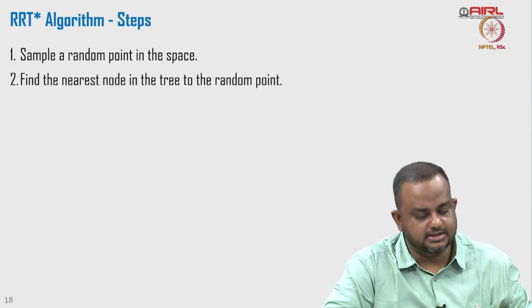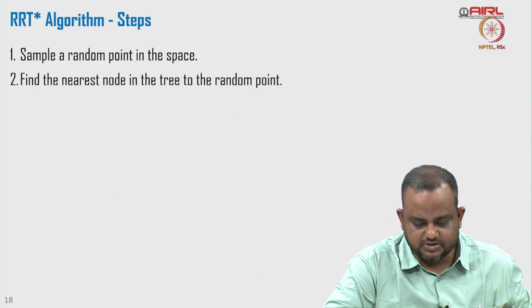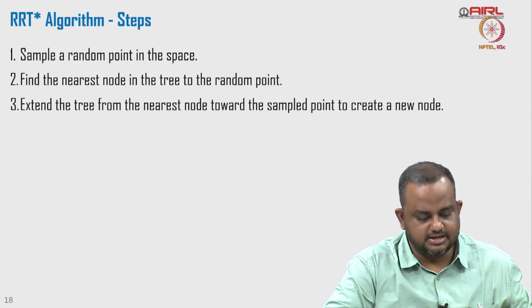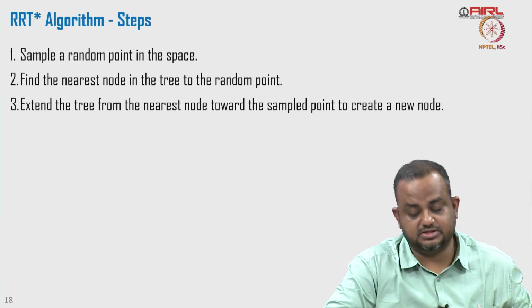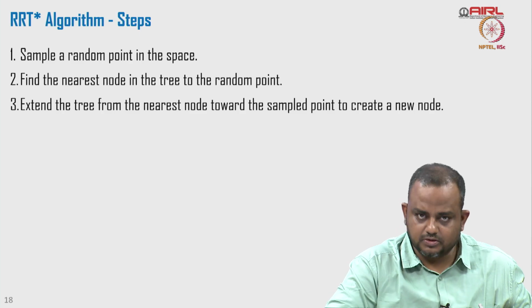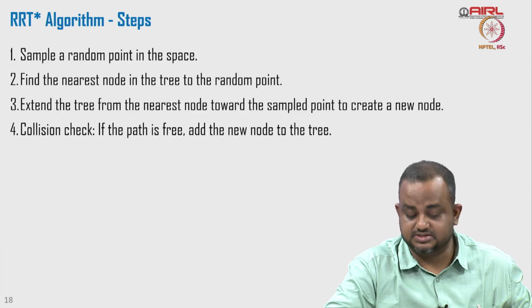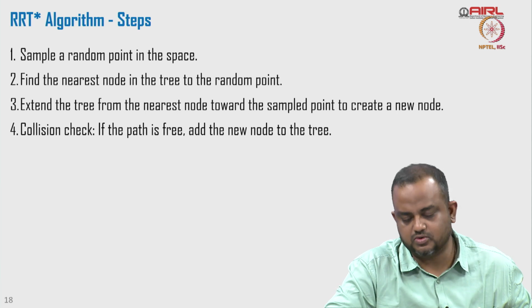have seen for RRT, then it will find the nearest node in the tree to the random point, fine, then extend the tree from the nearest node toward the sample point to create a new node x new, fine. After that there will be a collision check. If the path is free, add the new node to the tree.